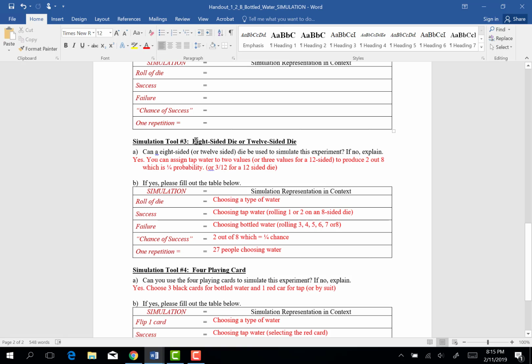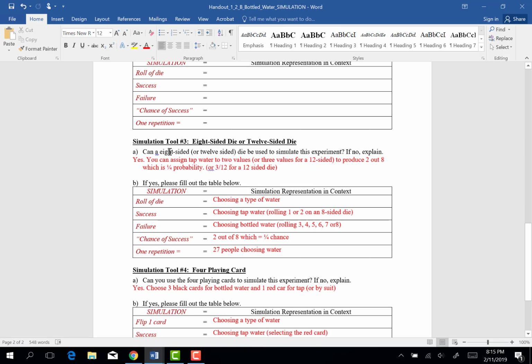Can you use an eight-sided die or a 12-sided die? At first you might think no, because an eight-sided die has eight options, but you have to think about whether you can get a 1 out of 4 probability. And yes, we can. So in this case, you can use it. Also for a 12-sided die, we can get a 1 out of 4.